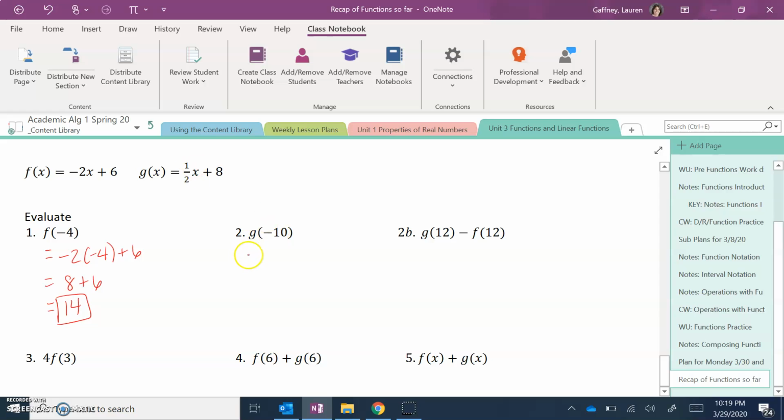g of negative 10. Once again, if you want to try it on your own, I would encourage that. You should get 3. You can pause this video at any time to try stuff on your own.